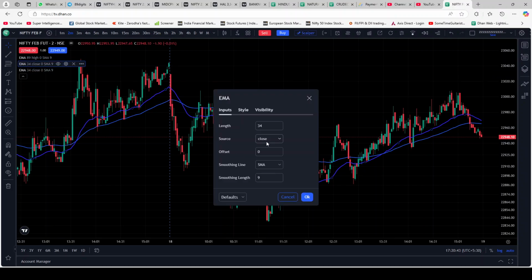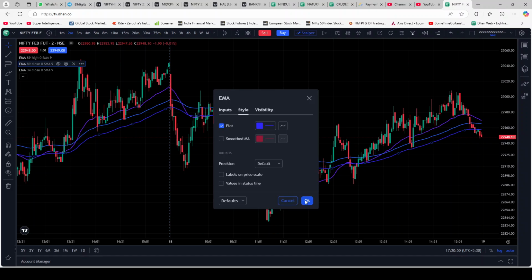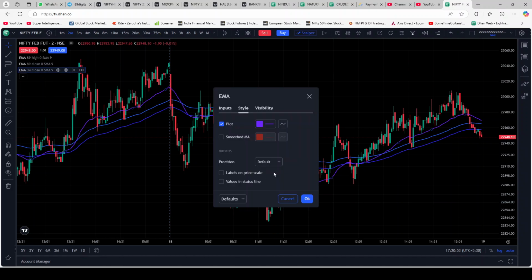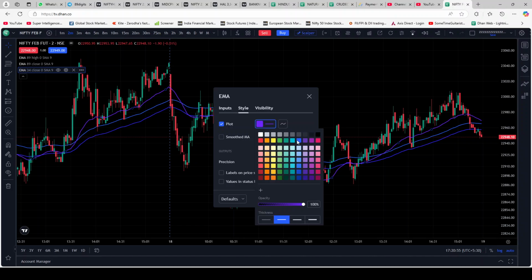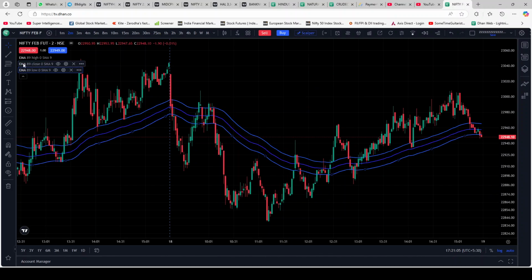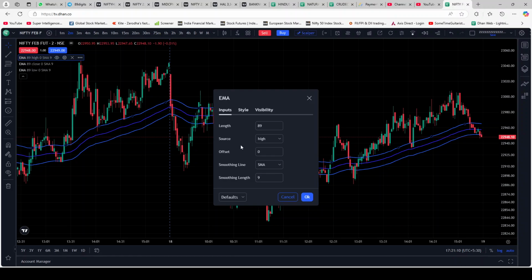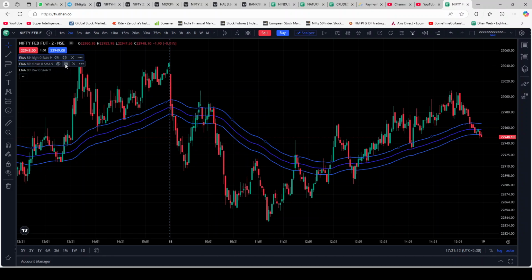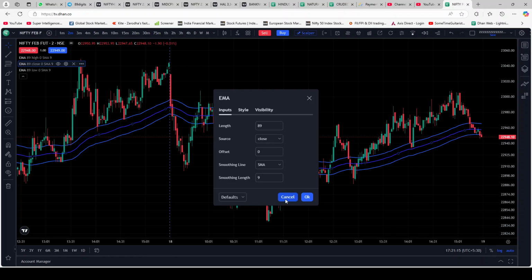The center one, we'll leave the source on close, which is the source by default. We'll click on 89, color is the same, and we'll click on OK. The last one, we will make this 89 again with a similar color, and this one we will click on low. So what we have done is basically used 89, 89, 89 3 times. The source on top is high, the source in the middle is close, which is the normal one, it comes on close by default, and the source at the bottom is low.